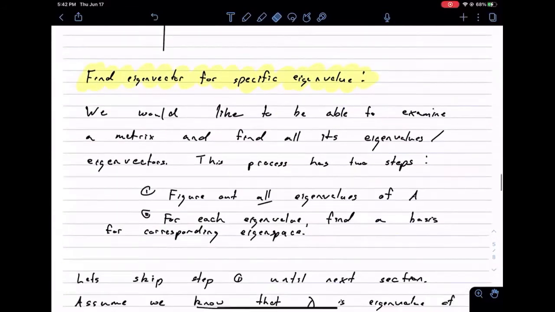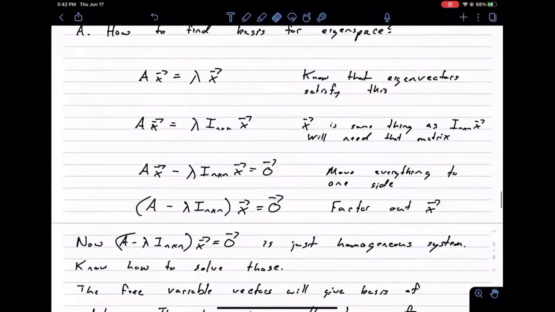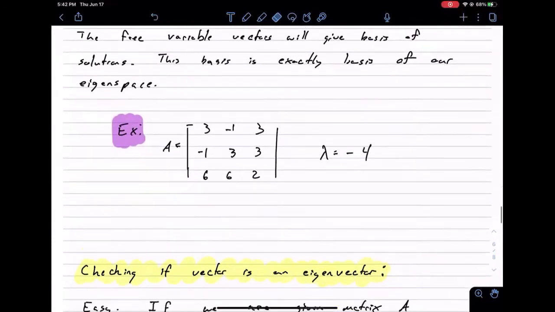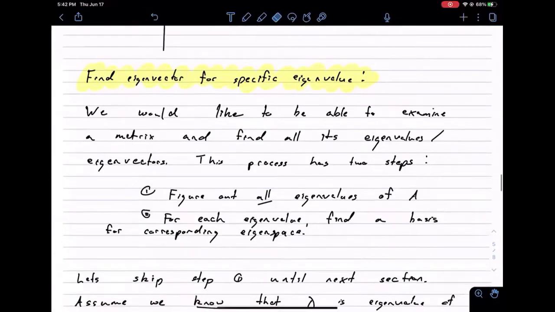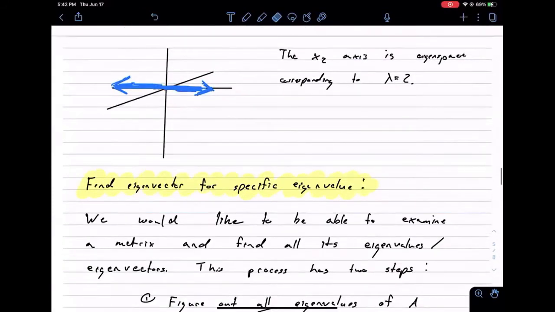Let's see. We'll do this theory, and there's some problems in here as well. We're getting to some problems. Okay, all right. So we have the idea of eigenvectors, eigenvalues.